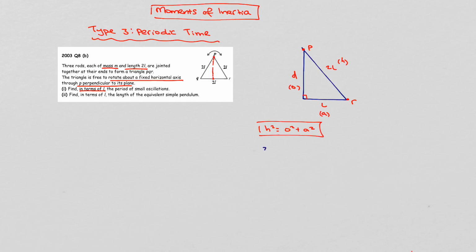And of course we have 2L squared is equal to D squared plus L squared. And therefore D squared is going to be equal to 4L squared minus L squared. In other words, D squared is equal to 3L squared. So D is equal to root 3 L, since the square root of L squared is L. Okay, so now we have the distance from the centre point of QR to the axis of rotation. So let's have a look now at getting our moments of inertia.